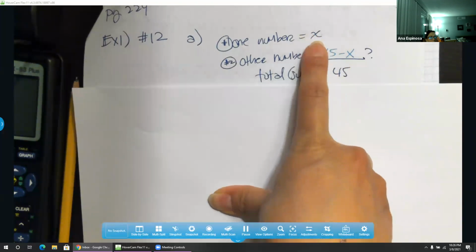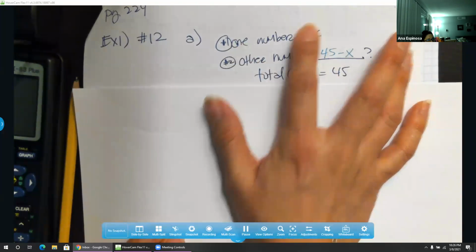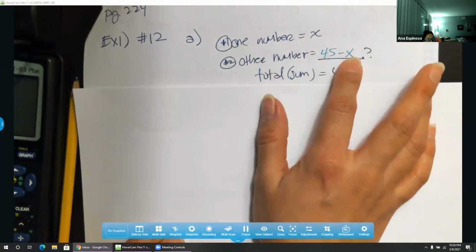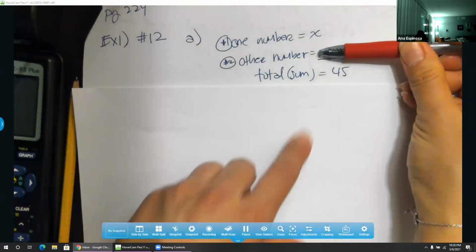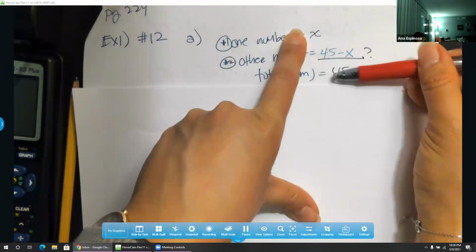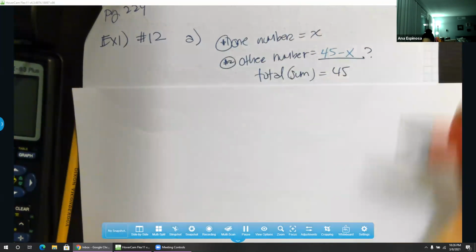So you make a variable. You always state your variables. So one number, you can make it X. The other number has to be 45 minus X. If I did not have this at all, and I'm given the total and I'm given one of the numbers, then you take this one away from this to give you the second number.